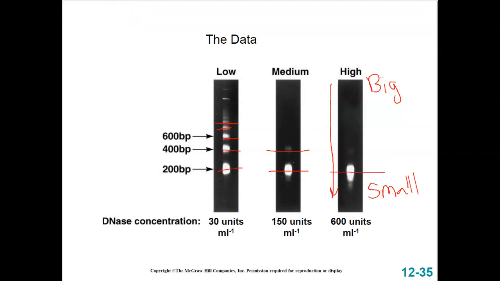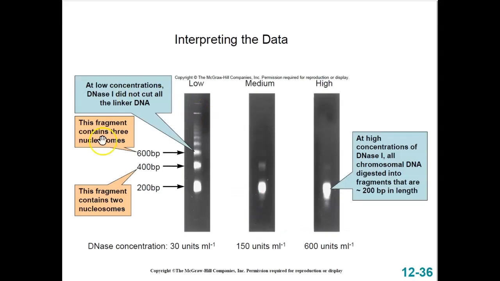So these were the data that demonstrated that the nucleosome structure contained about 200 base pairs worth of DNA surrounding the repeating histones. So here's an interpretation. At low concentration, DNase 1 didn't cut the linker entirely, so you have different size fragments. At high concentration, you only have the 200 base pair fragment because, now let's do it this way.